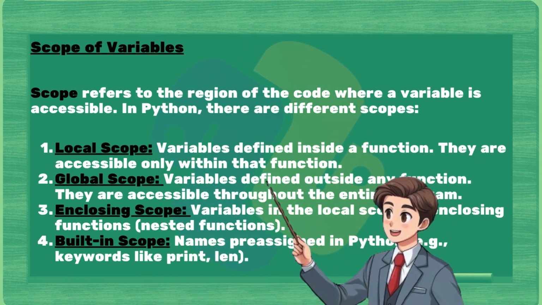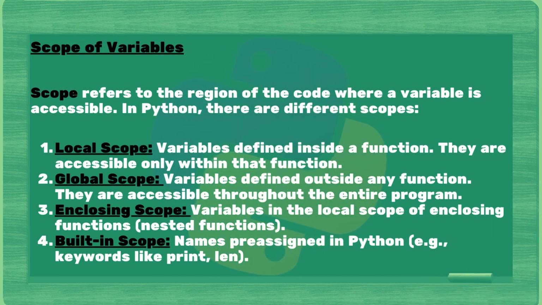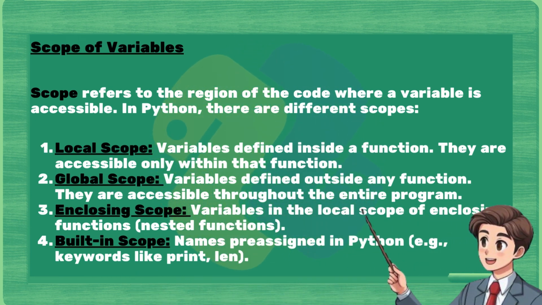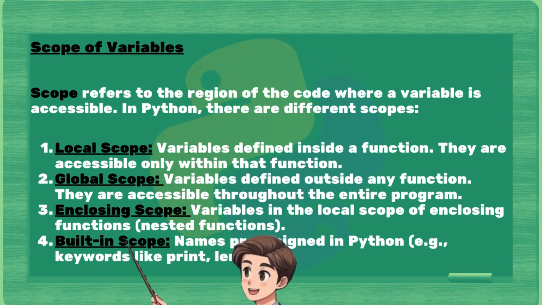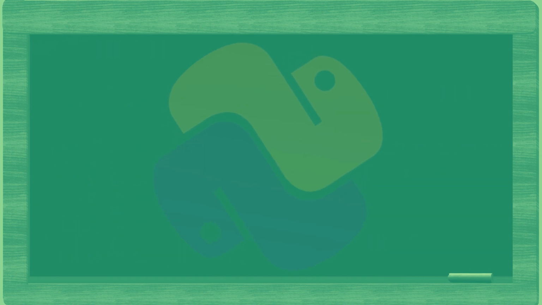Global scope: variables defined outside any function. They are accessible throughout the entire program. Enclosing scope: variables in the local scope of enclosing functions, nested functions. Built-in scope: names pre-assigned in Python, for example, keywords like print, len.